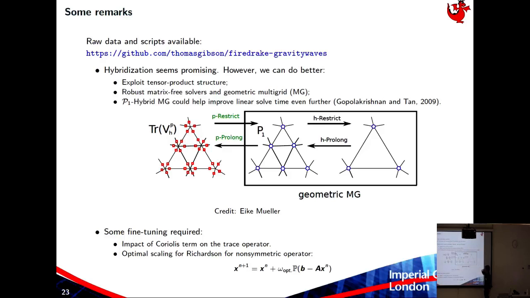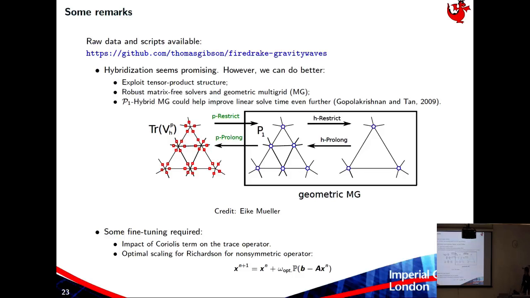I can show you the reference later. There's still some fine-tuning and some analysis that needs to be done. The impact of the Coriolis term, which is not typical. Like, people don't do this in atmosphere simulations, but I think it'd be worth at least taking a look at how the Coriolis term is affecting things.